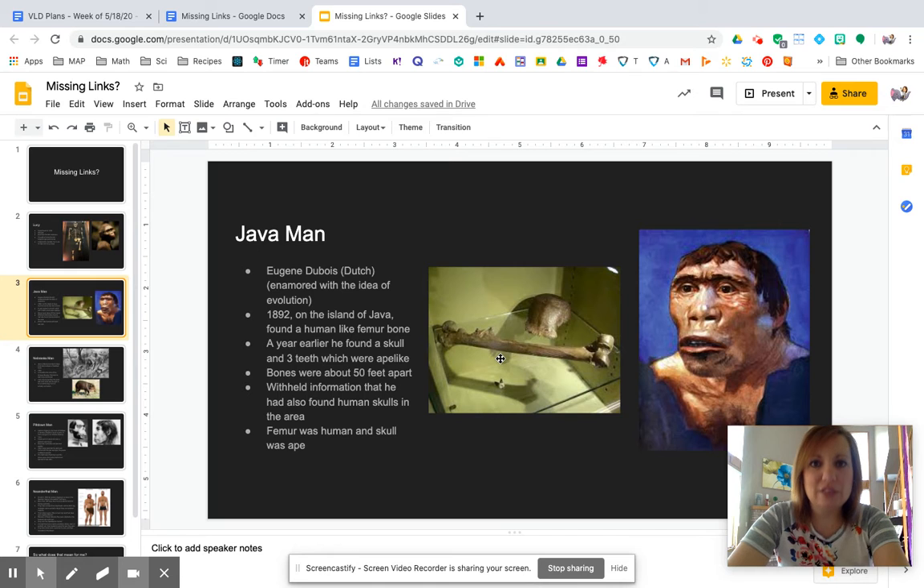Later, after DNA testing, and as time goes on, we do find that these are not from the same skeleton. This is a human femur bone, and the skulls were apes. So with DNA testing, we can tell they're not from the same. So again, it was two species put together in one and then said, oh, this is the missing link.